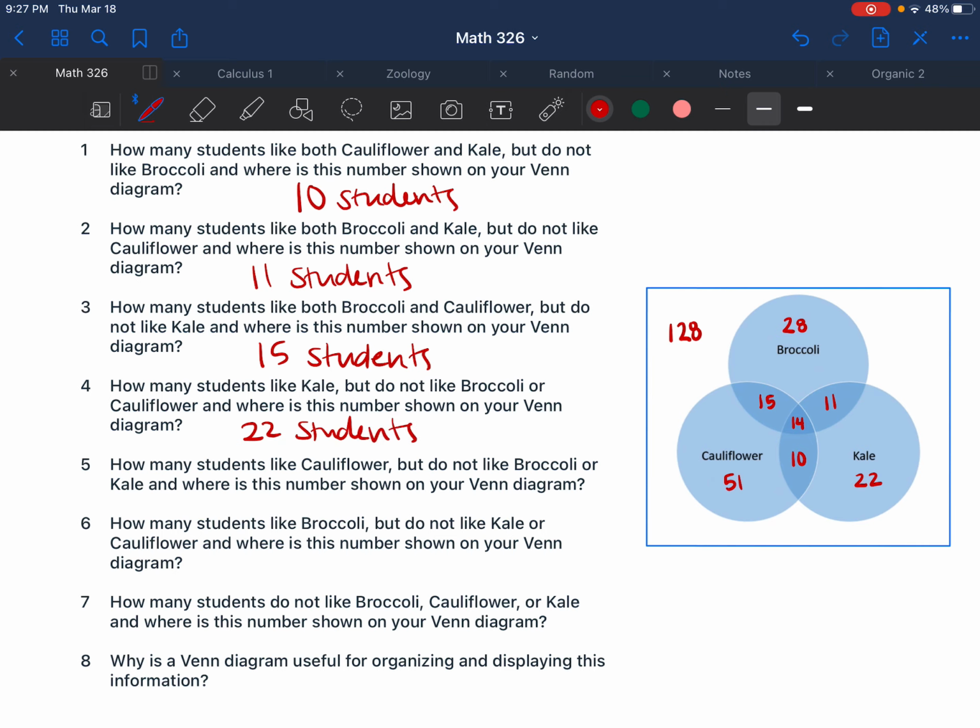Because although everybody in this circle likes kale, we're looking for people that only like kale. And everybody in this section likes something else other than kale. So that's why we only choose this one.